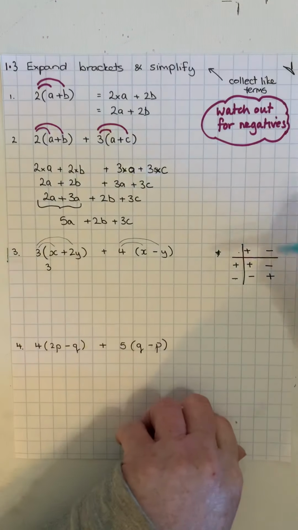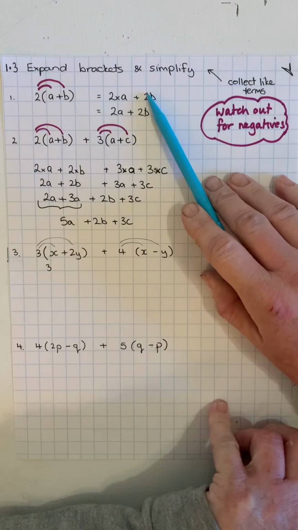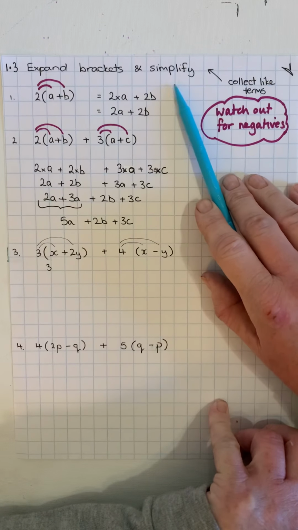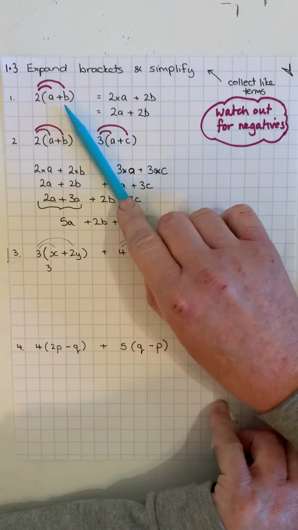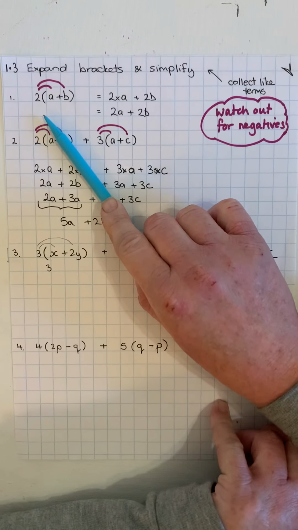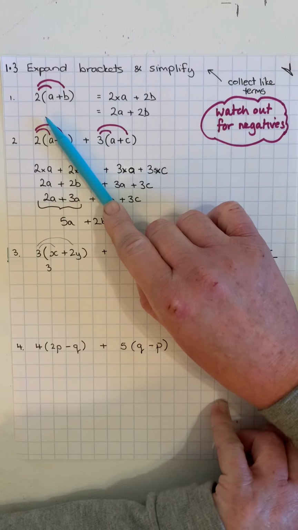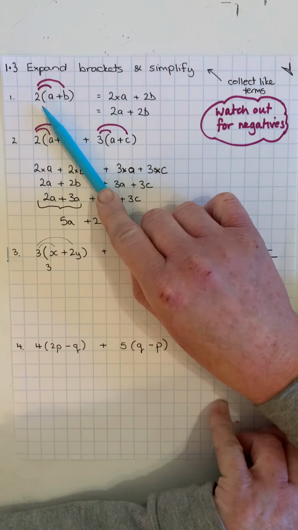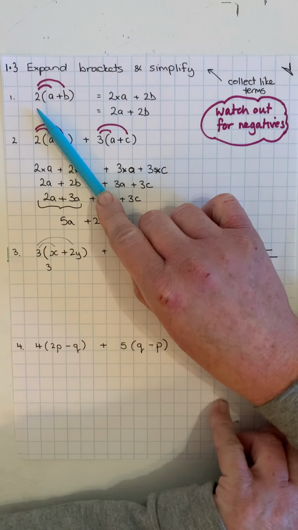Right, this is the last subtopic, if you like. We're going to look at expanding brackets and then simplifying. So if we have a question or an expression and we are asked to expand the brackets, which just means removing the brackets, what we do is we take everything inside the bracket and multiply it by the number outside.